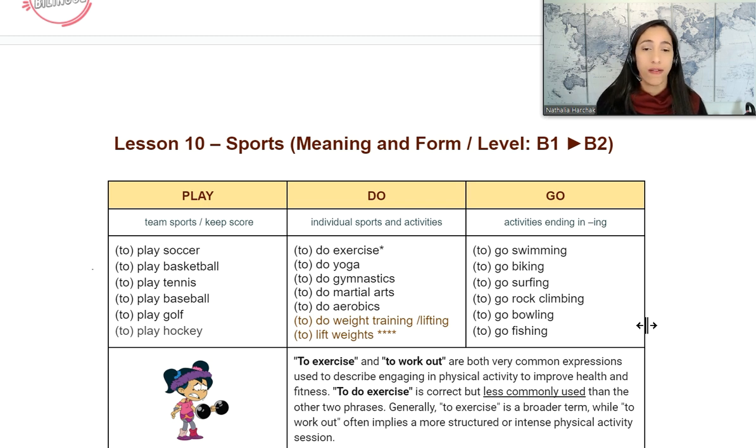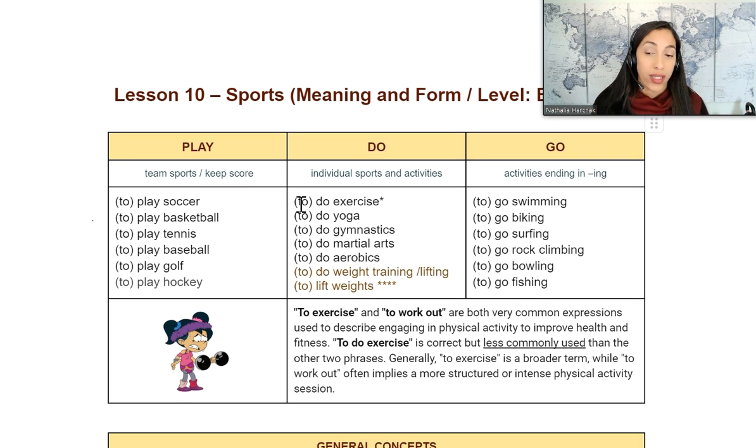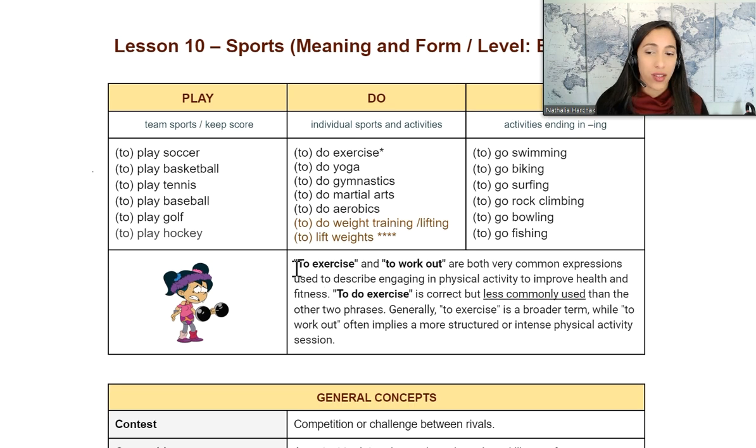All right, and the verb do is normally used when we talk about individual sports and activities, and you don't necessarily keep points, you don't keep score for those, not necessarily. So you do exercise. I would like to mention that the expression do exercise isn't as commonly used as the verb to exercise or to work out.